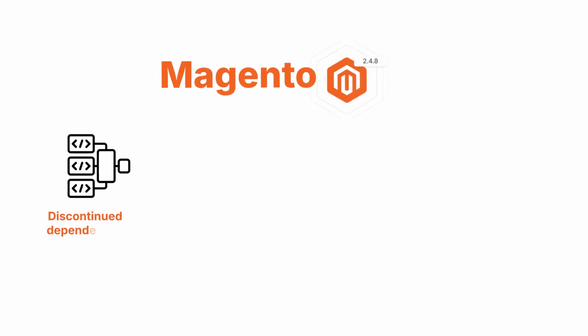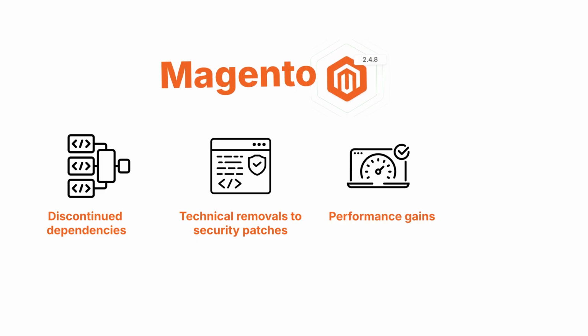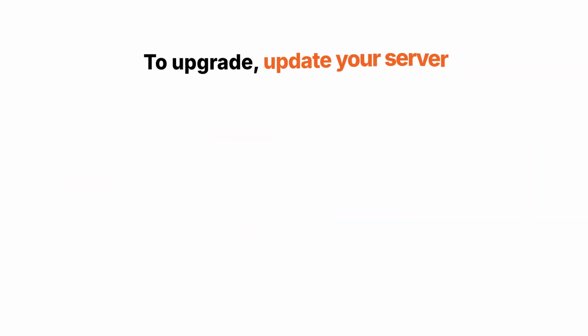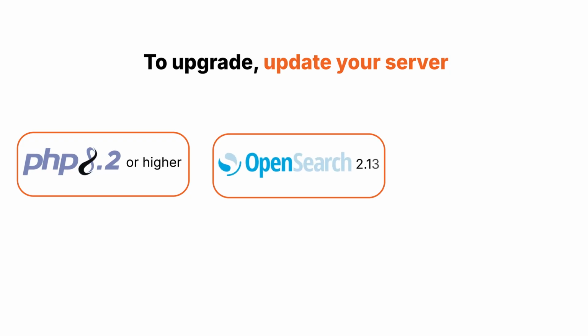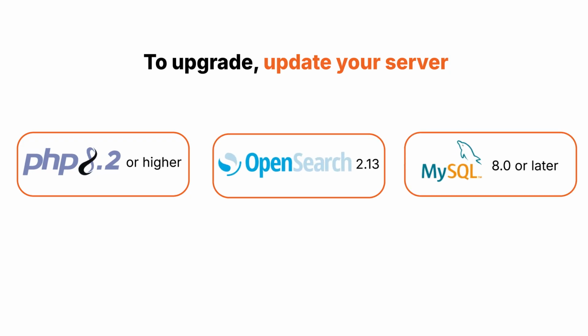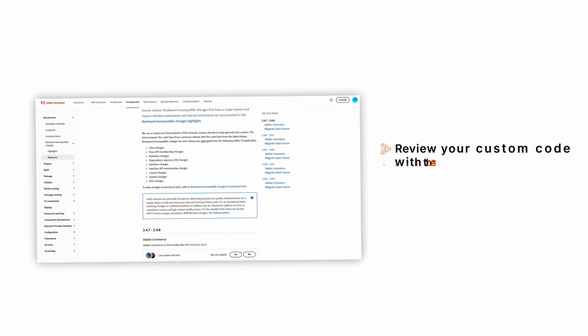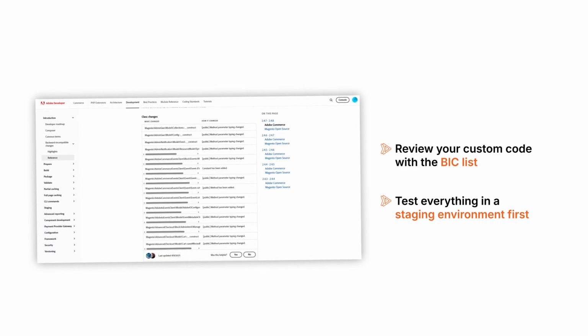That covers Magento 2.4.8. From discontinued dependencies and technical removals to security patches, performance gains, and order fixes you need to understand. To upgrade, update your server to PHP 8.2 or higher, OpenSearch 2.13, MySQL 8.0 or later. Back up your database and files fully. Review your custom code with the BIC list and test everything in a staging environment first.